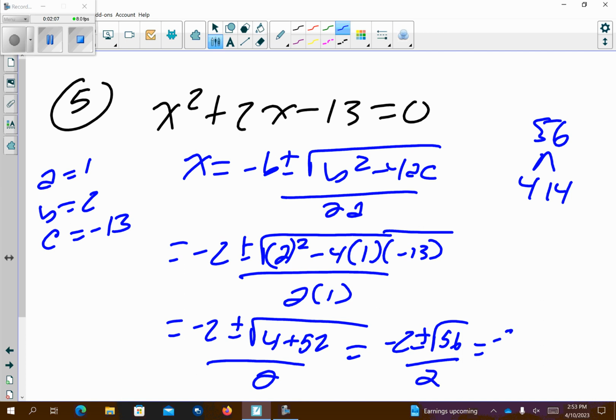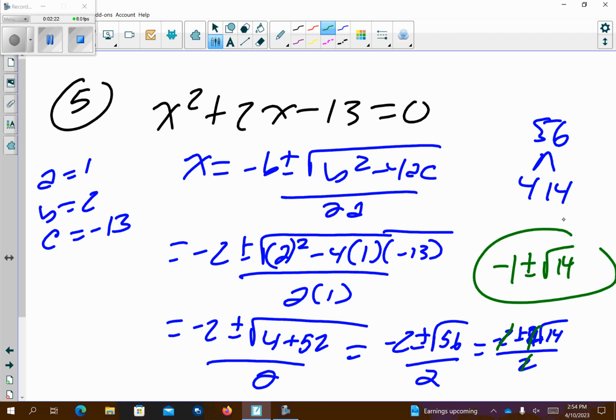So I'm going to change this to negative 2 plus or minus, oh, excuse me, 2 root 14, because square root of 4 is 2. And then I can reduce. 2's all get reduced. So my answer to this is negative 1 plus or minus the square root of 14. That's what x equals.